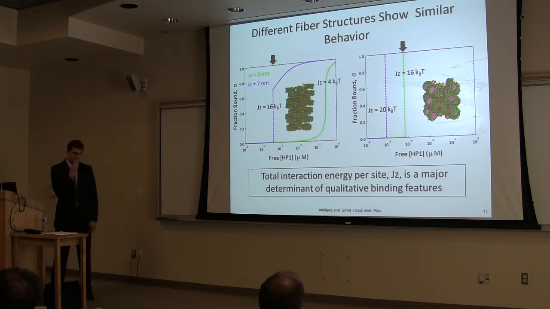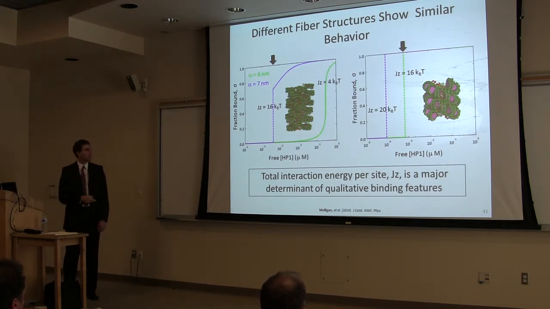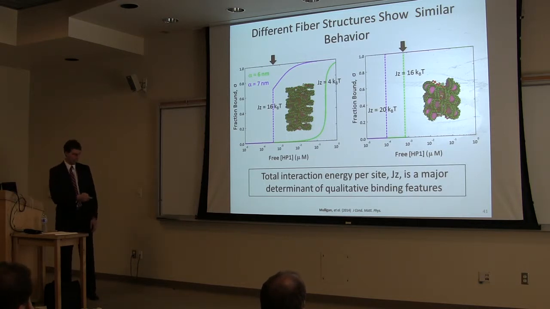And so I'm going to be focusing most of the talk now on a very homogeneous binding picture, that is, homogeneous connections throughout. But we can always relate back to any of these different fiber structures by relating back the total cooperativity index, Jz.